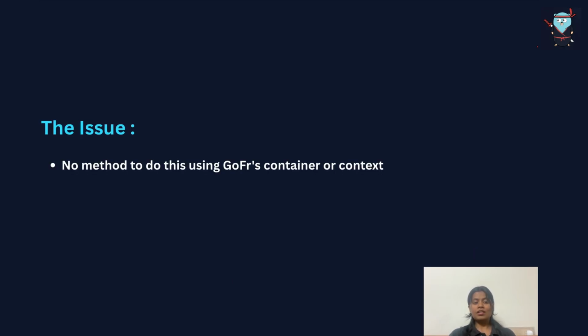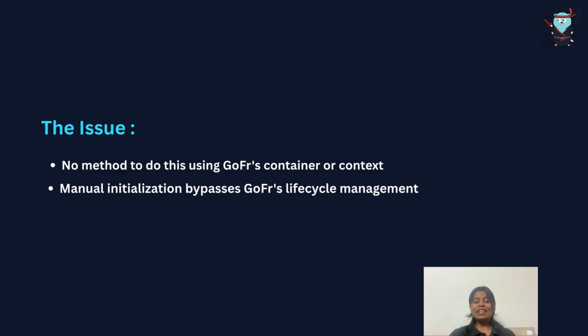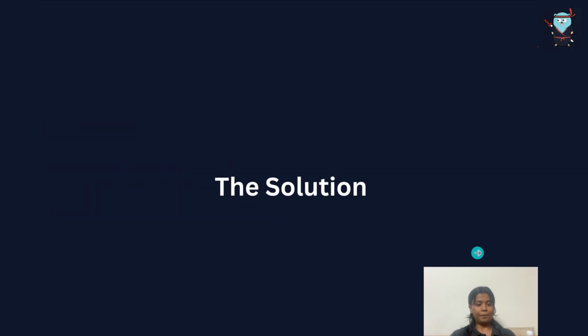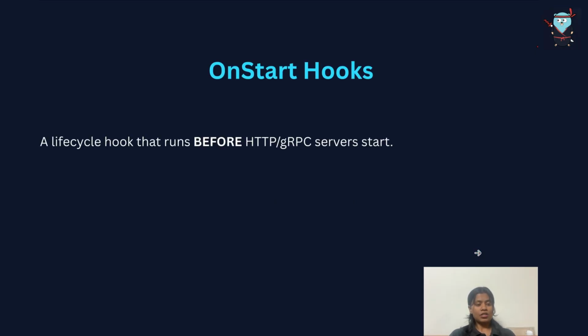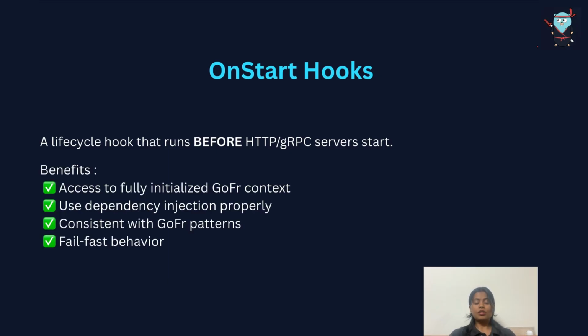The issue that was arising with the framework at that time was that there was no actual method to do it using GoFr's container or context when you're initializing your app in the main function, and that led to manual initialization, which would have bypassed GoFr's lifecycle management, and would also have led to duplicate configuration handling. So the solution that we thought of was OnStart hooks. These OnStart hooks are basically a lifecycle hook that runs before the HTTP and gRPC servers start. The benefits here are that you get access to a fully initialized GoFr context, you're able to use dependency injection, you're consistent with all the GoFr patterns, and we also follow fail-fast behavior.